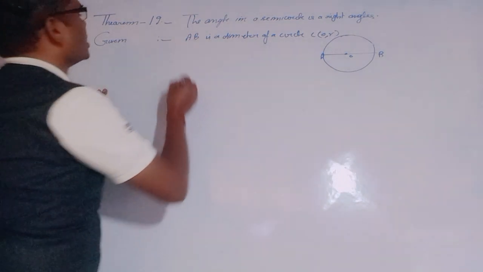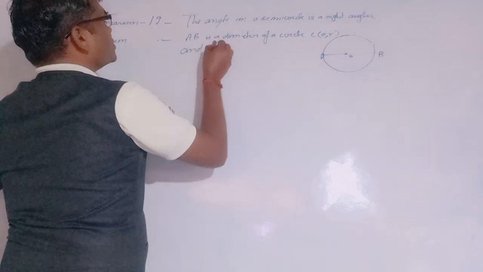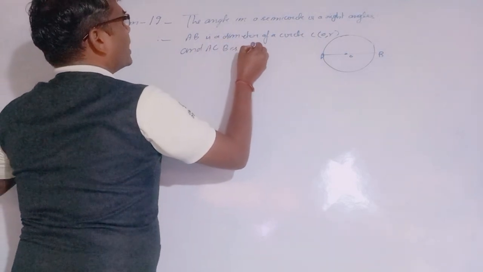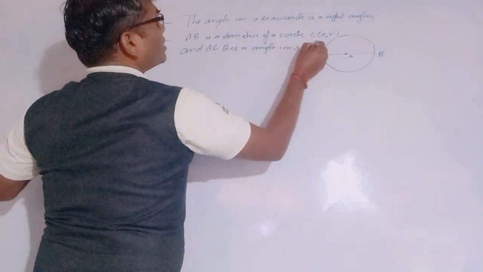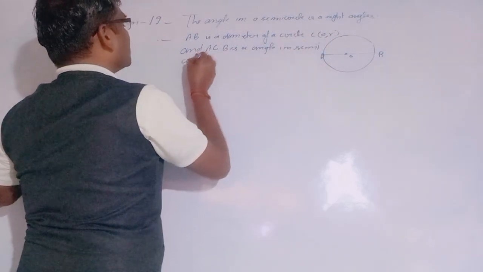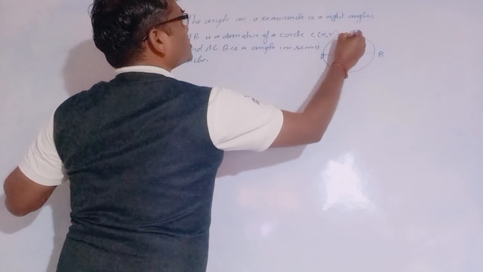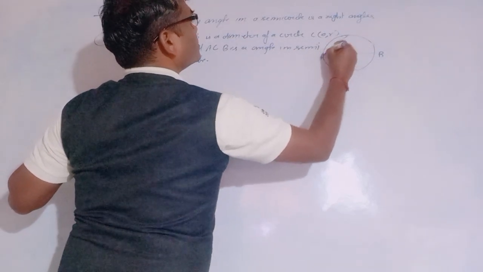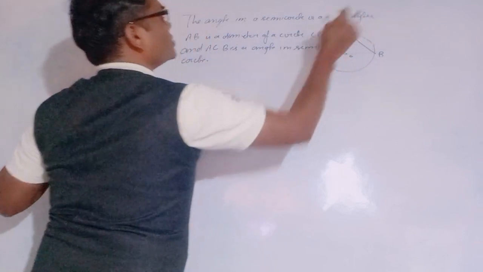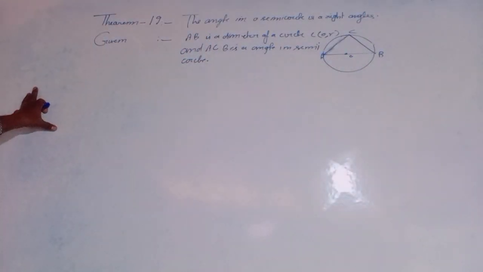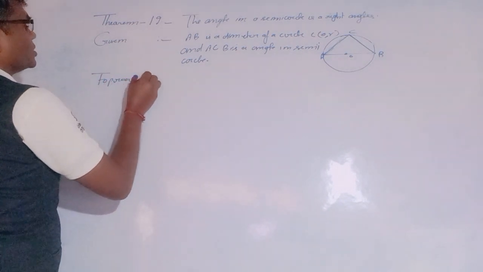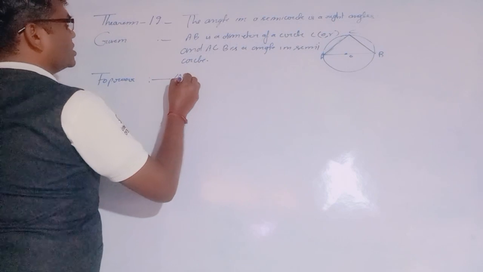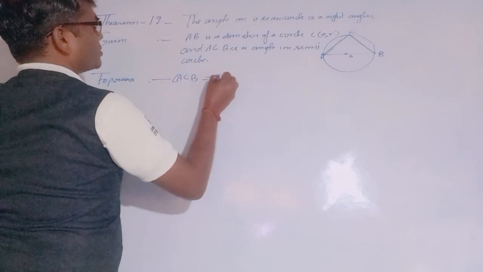So AB is given as a diameter of a circle, and ACB is an angle in a semicircle. Here is the semicircle. Suppose that ACB, C is an angle in a semicircle. So we have to prove that angle ACB is 90 degrees.